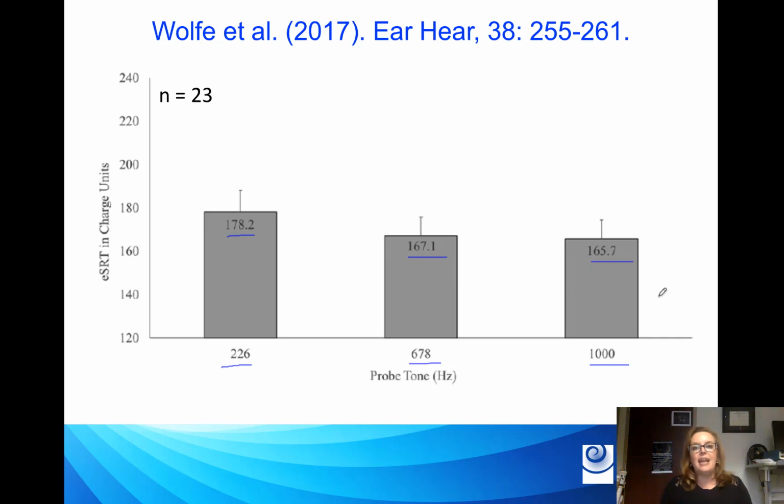Now, I can't really make any conclusions on the basis of a 23 patient sample, but I think what's important for us to start to think about as we use these measures in our clinic is which probe tone did we use, and thinking about maybe what relationship that ESRT may be to the patient's actual behavioral upper stim level. And if I don't get an ESRT, can I just change the probe tone and potentially see a response?